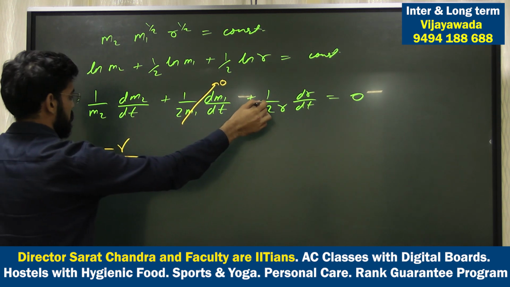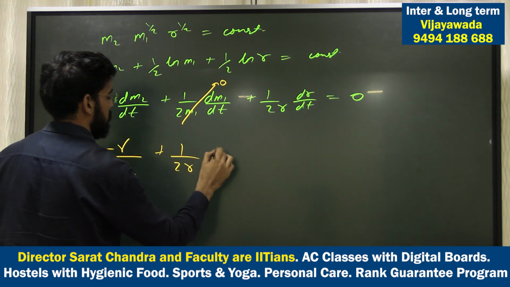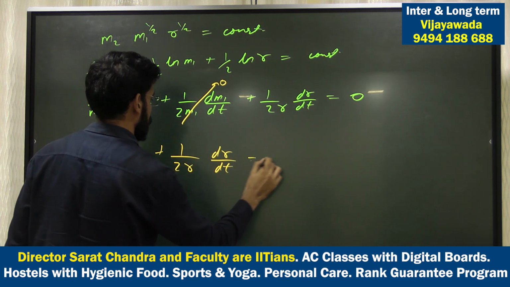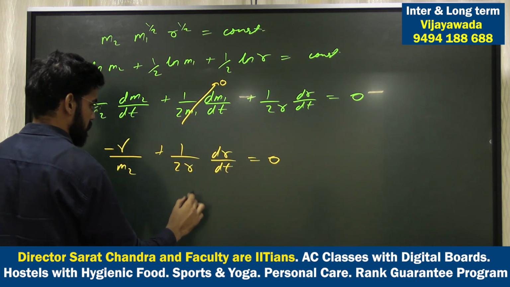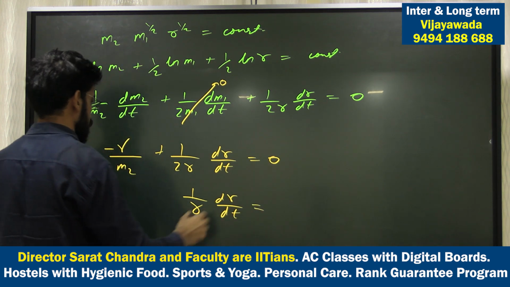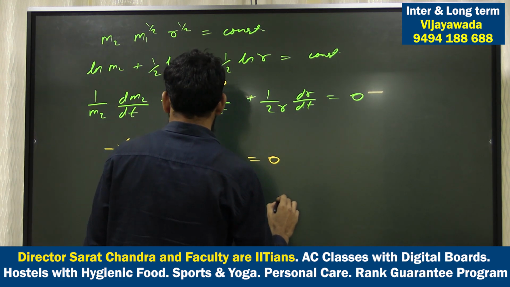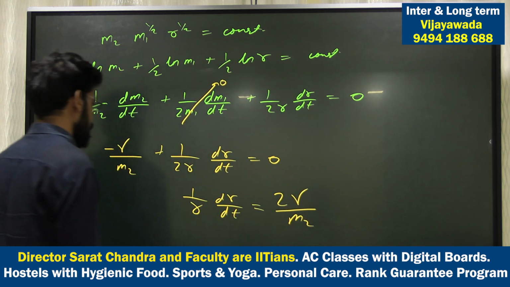Okay. And this quantity is what? Plus 1 by 2r dr by dt equal to 0. Take this that side, so 2 also that side. 1 by r dr by dt is equal to how much? 2 gamma by m2. That you can say.